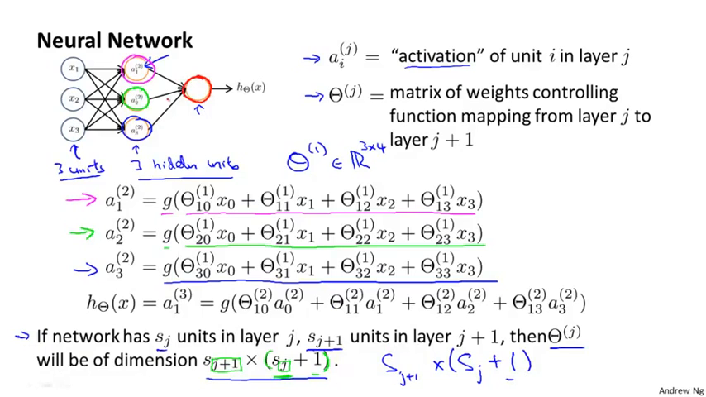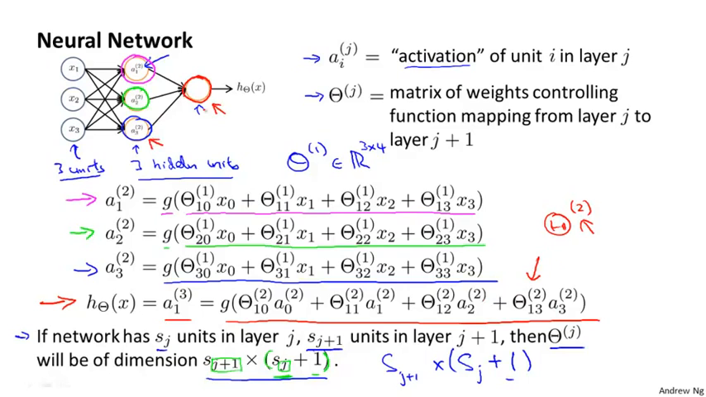Finally, in the output layer, we have one more unit which computes h of x, and that can also be written as A31, and that's equal to this. And you notice that I've written this with a superscript 2 here, because theta superscript 2 is the matrix of parameters, or the matrix of weights, that controls the function that maps from the hidden units, that is the layer 2 units, to the one layer 3 unit, that is the output unit.